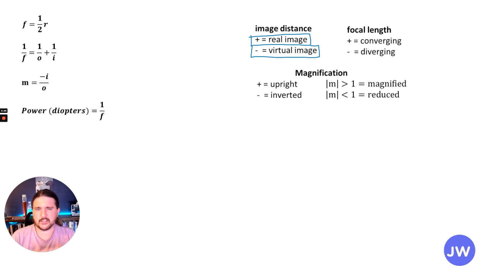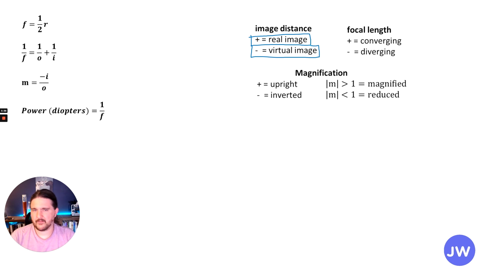And magnification, if it's positive, that means it's upright. If it's negative, it's inverted. But we also have some added layers of information with the absolute value of the magnification. If the absolute value is greater than 1, that means it's magnified. If it's less than 1, that means it's reduced.